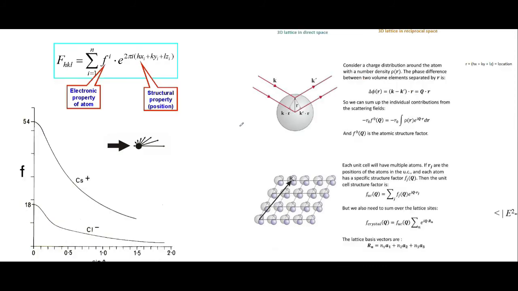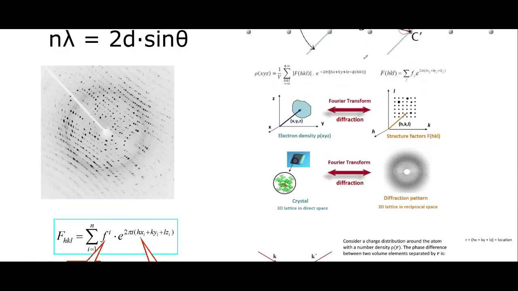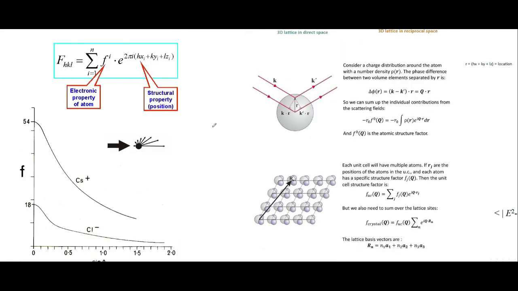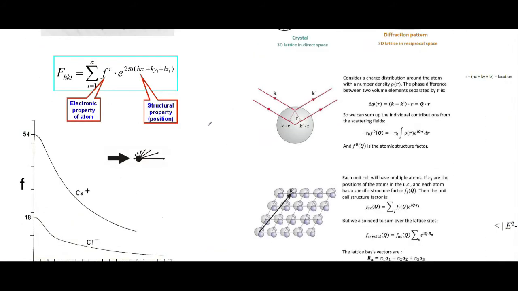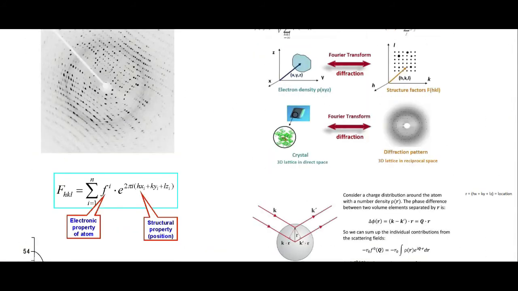And so we want to think about what factors we need for our Fourier transform. The Fourier transform is shown right here. And what we need are these structure factors, and we need these positions here. And so these structure factors can be seen as the intensity of each of these dots.